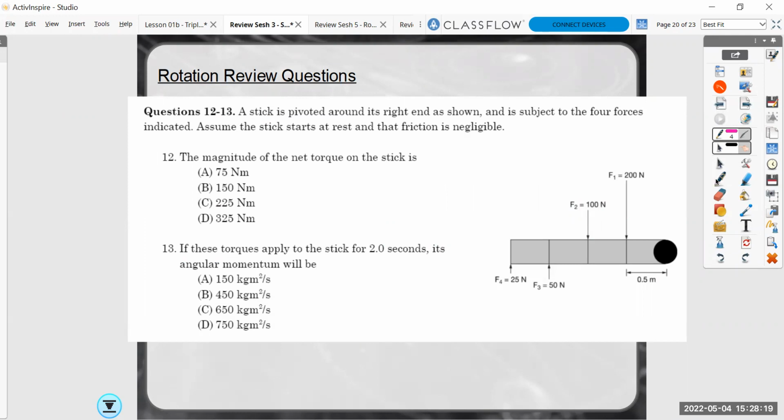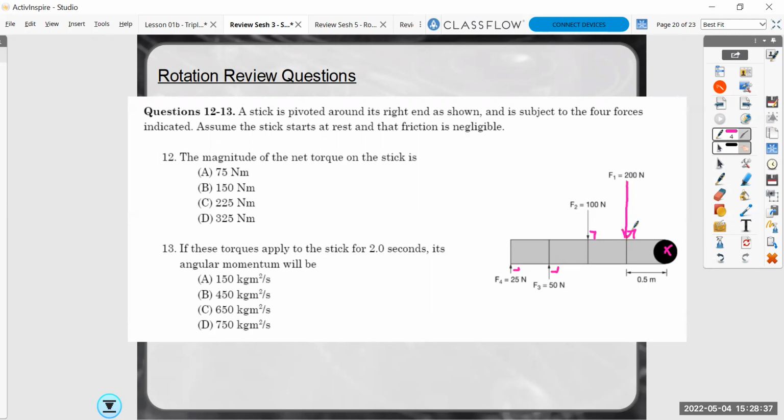We've got a stick pivoted here, and we want to figure out the magnitude of the net torque on the stick. Well, this is really just a matter of doing the math. Notice we don't have to deal with any sines or cosines. Everything is nice and at right angles.